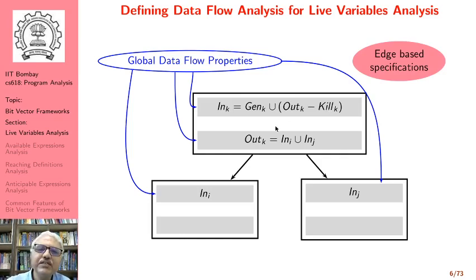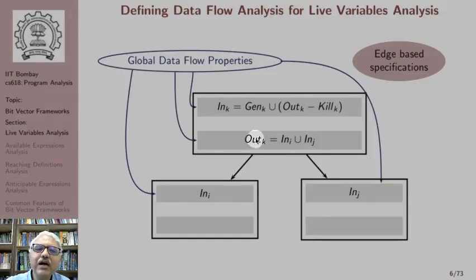Edge-based specification in the sense that out k is defined only in terms of an edge leading to a successor. Here we have two successors, j, I, and then j. We are not defining this in terms of the entire path, under the assumption that the effect of the path is already captured in a recursive definition of in I. So it's an interesting question.